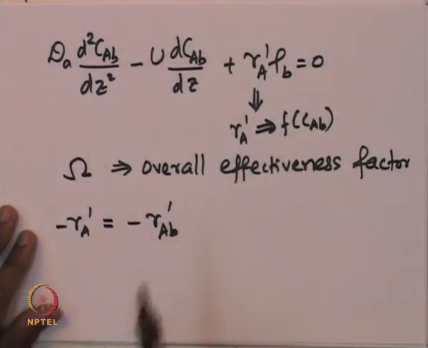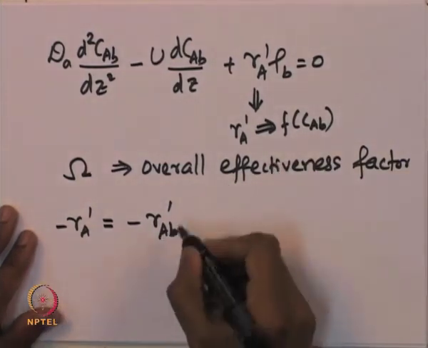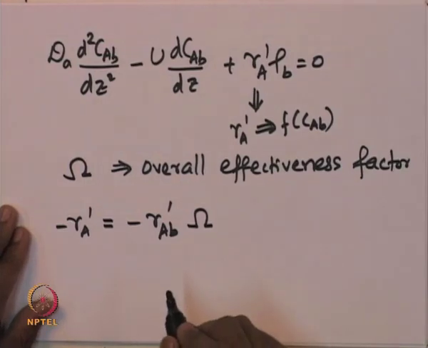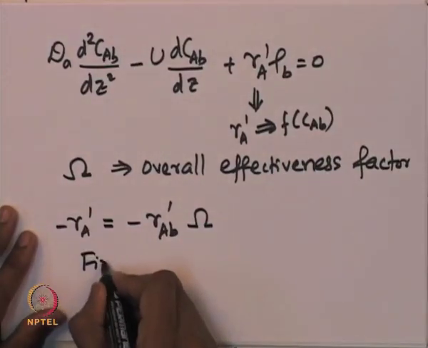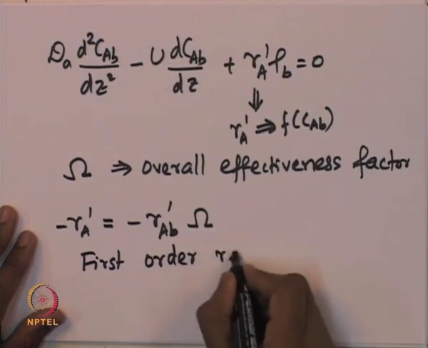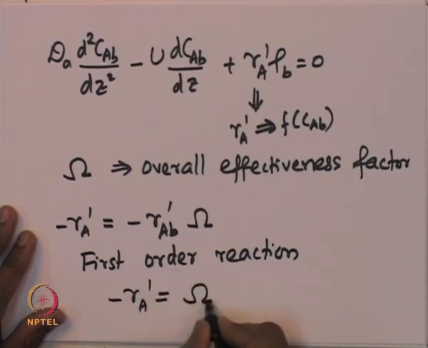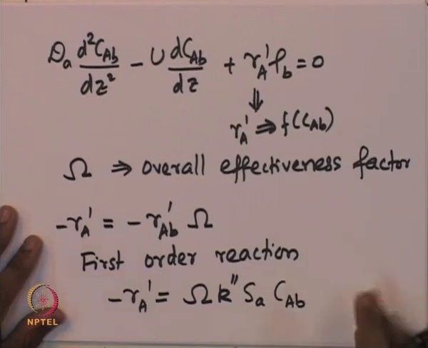Now, that should be equal to the reaction rate if all the catalyst surface is exposed and present at the concentration of the species in the bulk, multiplied by the overall effectiveness factor, which gives the actual reaction rate inside the catalyst. If it is a first order reaction, then minus R A prime is given by the effectiveness factor multiplied by the specific reaction constant, times the surface area of the catalyst per unit weight of the catalyst, multiplied by the bulk concentration CAB.